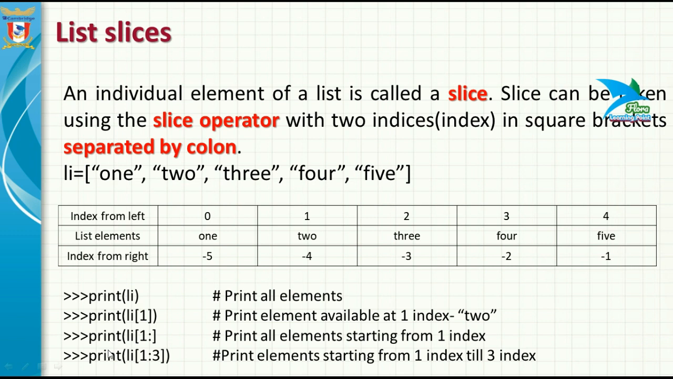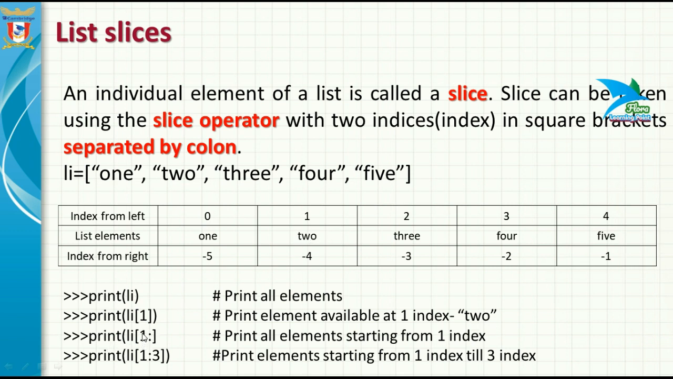So here we are having some examples of how we can slice or fetch particular elements of a list. For example, if you print li, then it will print, as we all know, all the elements. But if you print li and then specify an index, it will print the element available at that index, that is, the value of that particular position.